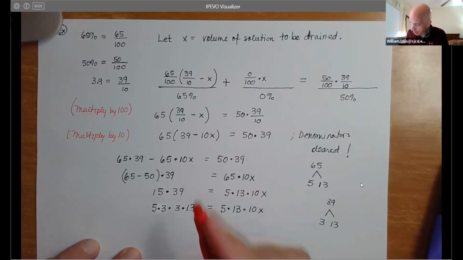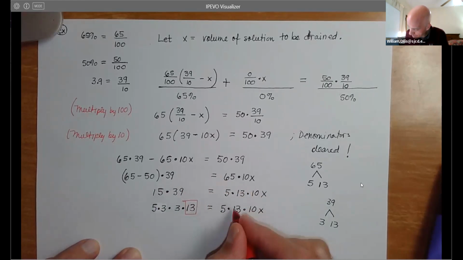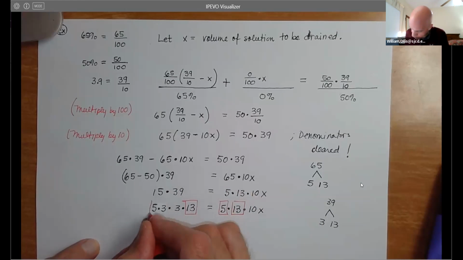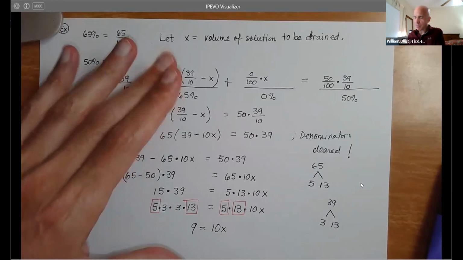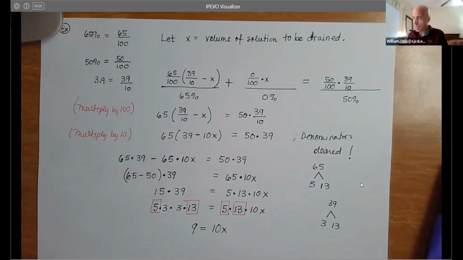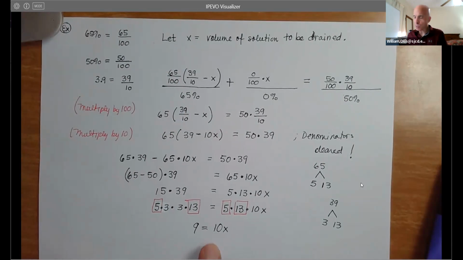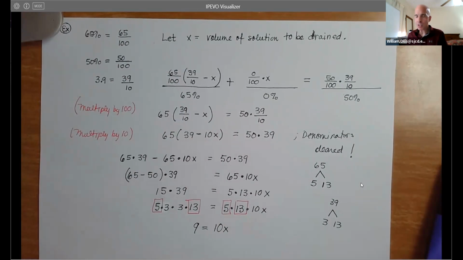Now, we can see that the 13's absorb, and the 5's do too, right? So they absorb, and we're left with 9 equals 10x. So we've reduced these unfortunate numbers down to something this simple just by symbolic calculation, by simply noting common factors with a factor tree.